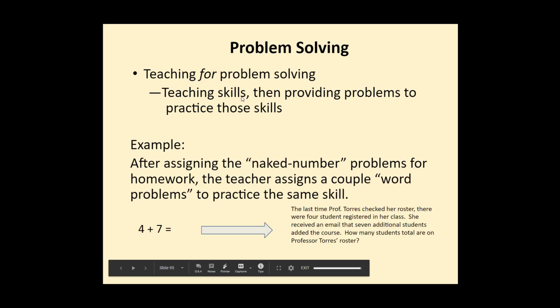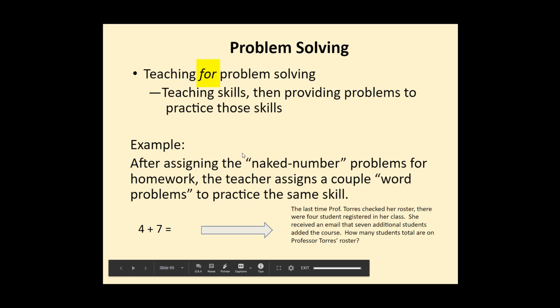If we were teaching for problem solving, we're teaching skills, some sort of standard, and then we're providing problems to practice those same skills. I can remember back when I was in elementary school, this is how we did word problems. The teacher would assign homework and maybe the first 20 problems would just be numbers. When you just have numbers, those are called naked number problems, where they just give you the numbers and you compute. And then the last couple problems at the end of the chapter were always the dreaded word problems.